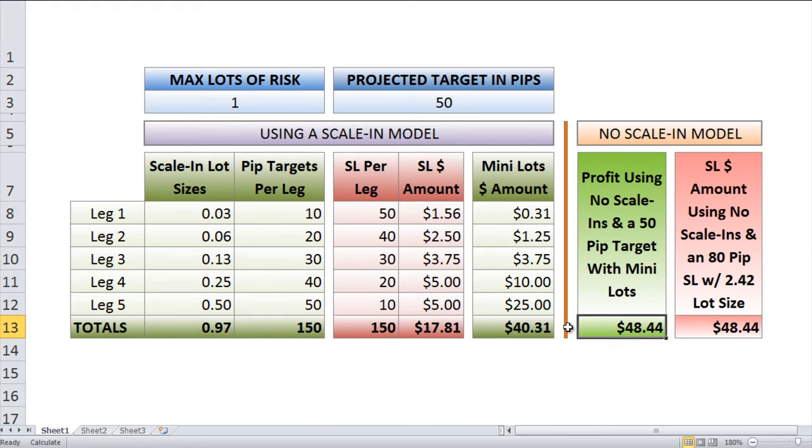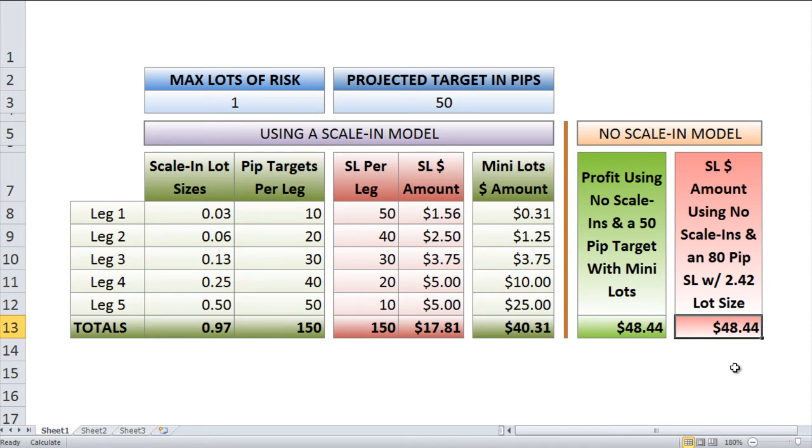Whereas if we scale in using this model here, we would only be making $40.31. It's not a very big difference, but there is a little difference there. The upside to this model of scaling in is that our risk is actually going to be quite a bit less. Let's add up the risk using a scale-in method like this, where 50 pips is our risk only on the first leg of our entry, and 10 pips is our risk for our final and fifth leg of entry.